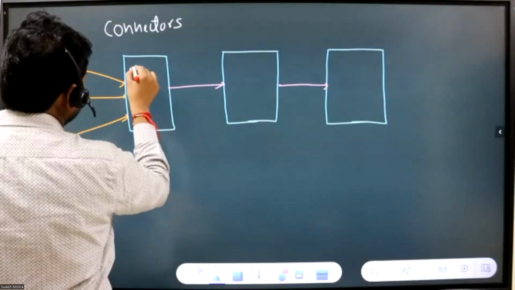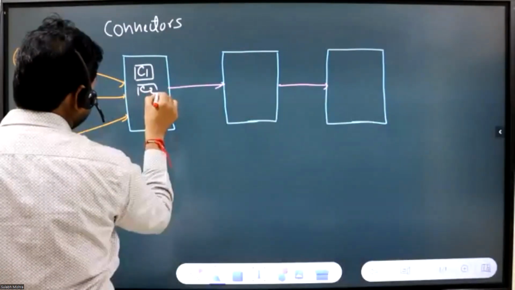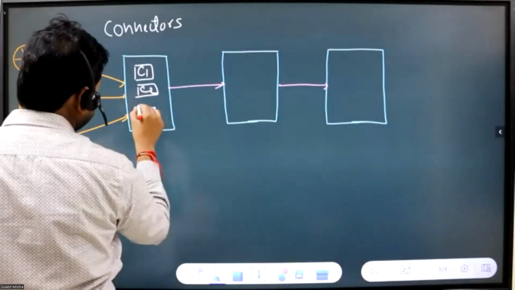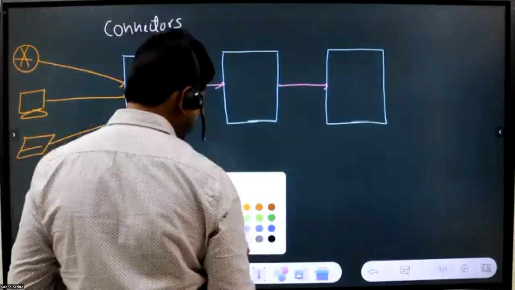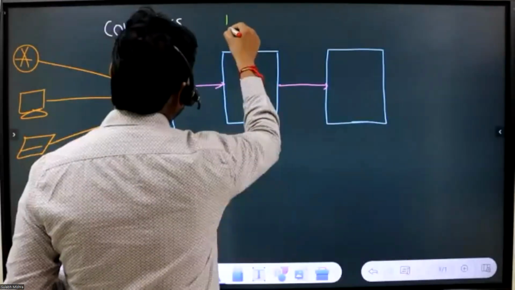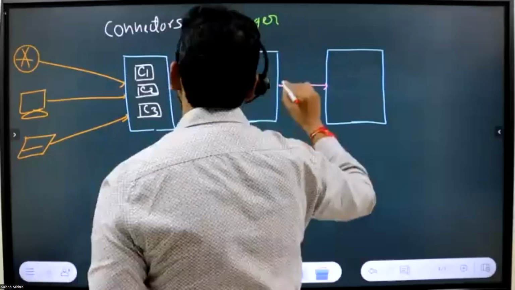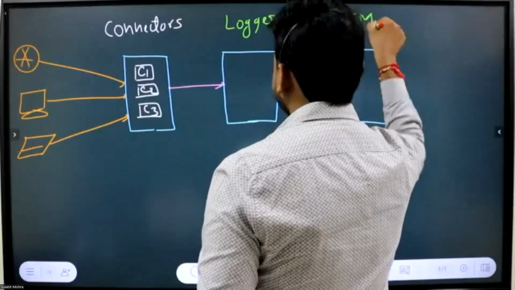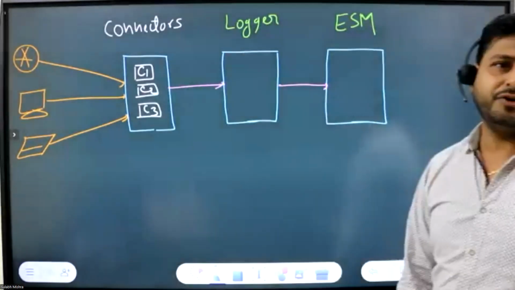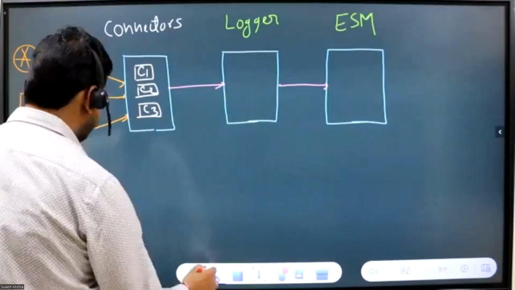Connectors C1, C2, C3. Okay. Logger and ESM. So there are three main components. Let me write some names here.